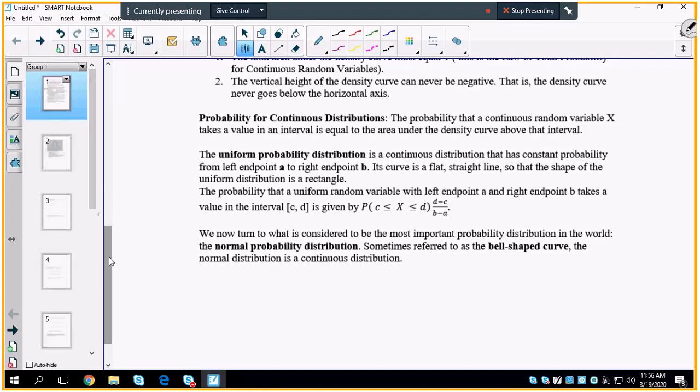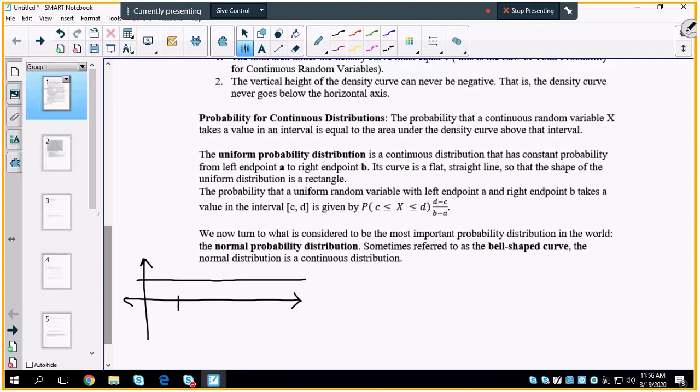So we're going to understand all this information for two special continuous random variables. One of them is the uniform probability distribution. The uniform probability distribution is a continuous probability distribution that has constant probability from a left endpoint A to a right endpoint B. Its curve is a flat straight line, so the shape of the uniform distribution is a rectangle. I'm just going to give you one simple example. So this is my x-axis, and the probability distribution looks like a straight line parallel to the x-axis.